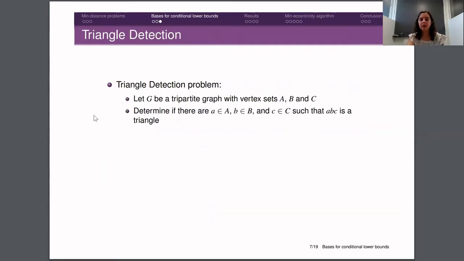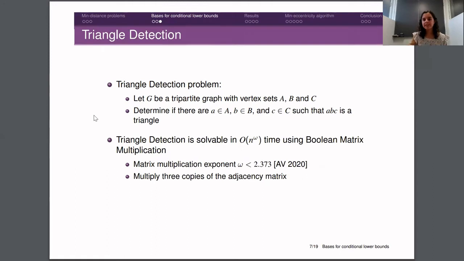The other problem that we base a lower bound on is triangle detection, which is pretty much what it sounds like. You have a tripartite graph, you have 3 vertex sets, and you want to know if there's a triple of vertices that have a triangle between them. So certainly this is solvable by brute force in cubic time. You can also solve it in matrix multiplication time, essentially by multiplying 3 copies of the adjacency matrix and then looking at the diagonal of the resulting matrix. And it's also conjectured to require essentially matrix multiplication time.